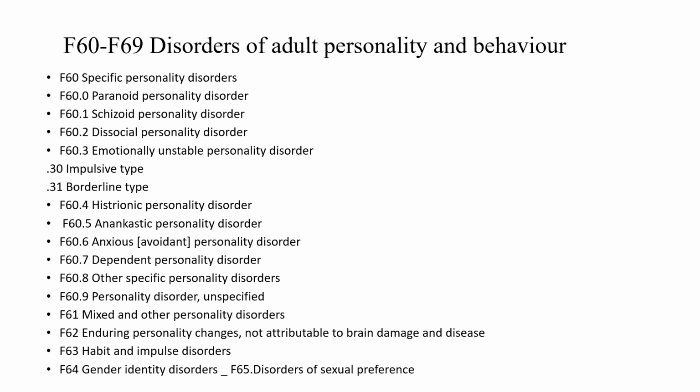And then we have mixed and other personalities, wherein you have some of the features from either of the groups. And then enduring personality changes not attributable to brain damage and disease. And habit and impulse disorders, gender identity disorders, and disorders of sexual preference. These also come under adult personality and behavior.